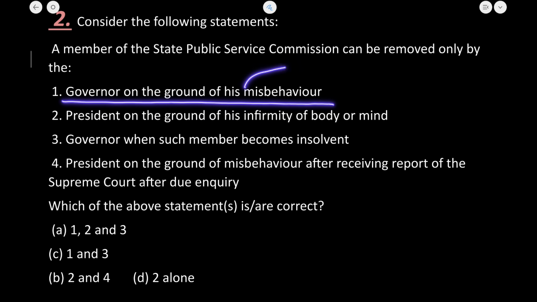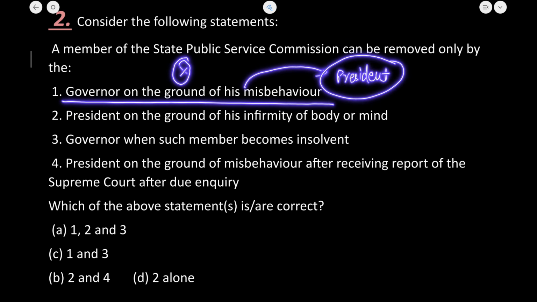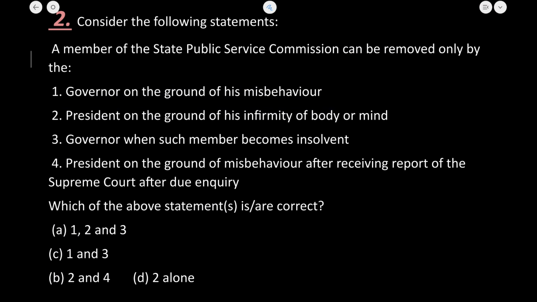No, the governor cannot remove on the ground of misbehavior, but the president can do so. So this was an important point that I have highlighted in the explanation part only. Okay, so the first statement we can eliminate straight away. Let us see the second statement.